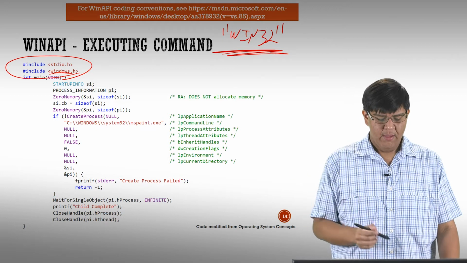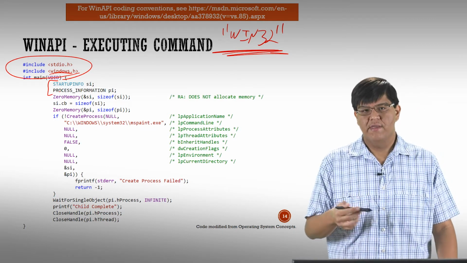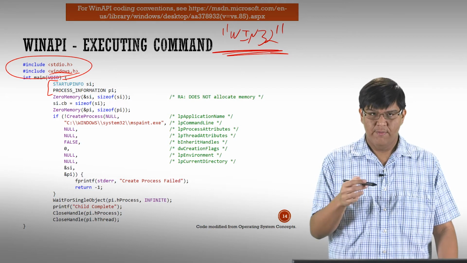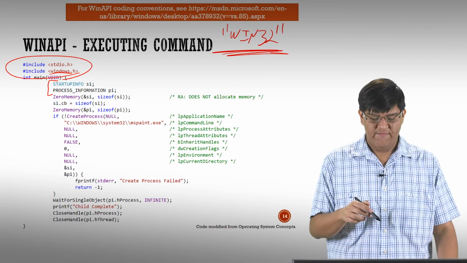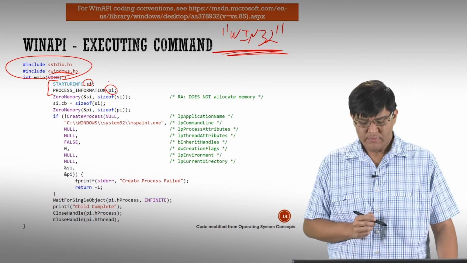But okay, top to bottom. First of all, we create two structs. These are structs basically to store some data about the state of the process that's currently running. So I have my startup info and then my process information. So I have my SI and PI. Those are the structs.